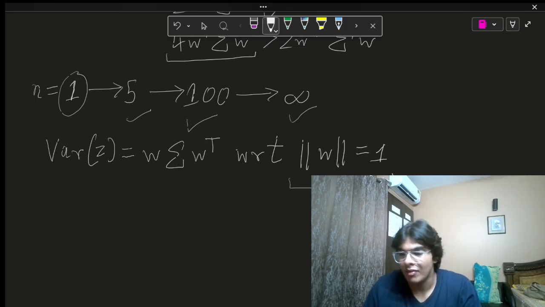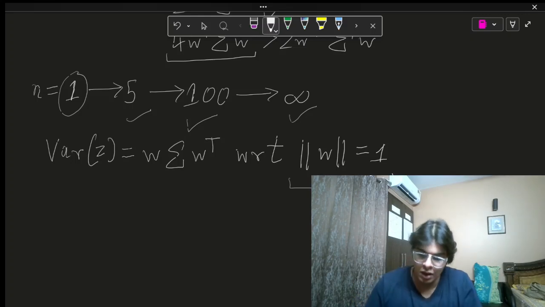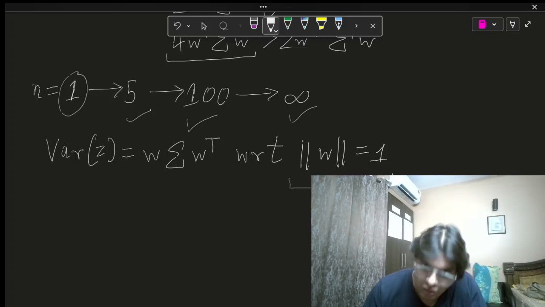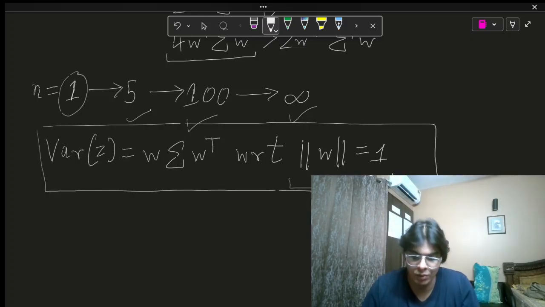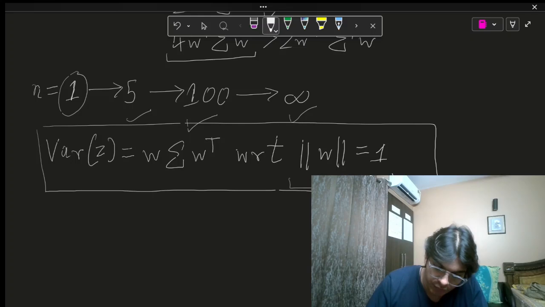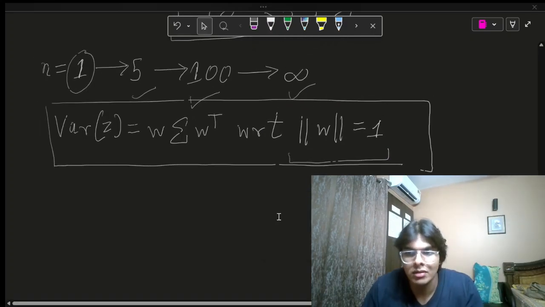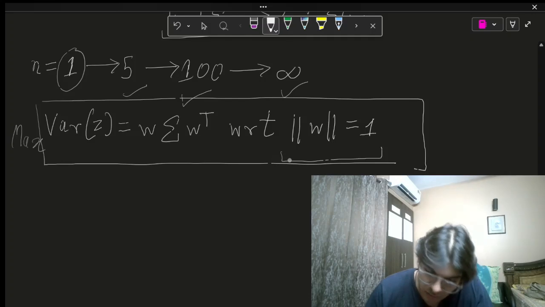Okay, so now we finally have the optimization problem that we wanted on our hands, and we have got this problem right here. We have to maximize the variance with respect to this constraint. That is what we aim to do. Now how do we do it? This is what our optimization problem has come down to: we have to maximize this variance value with respect to this constraint right here.